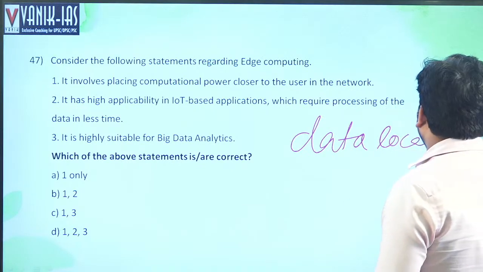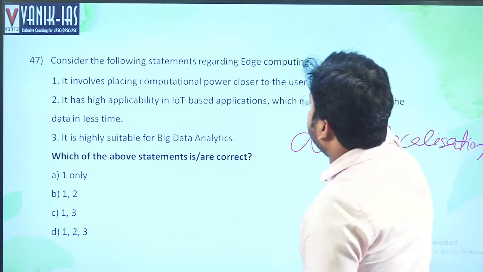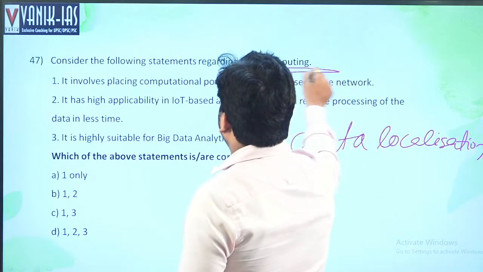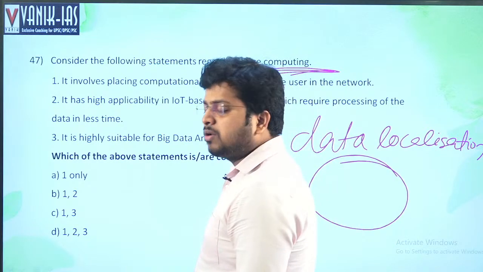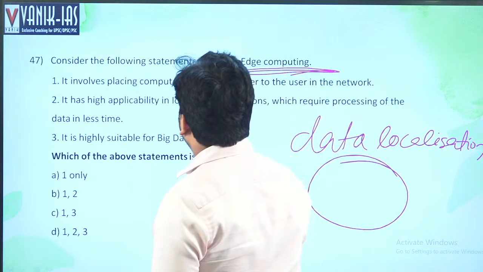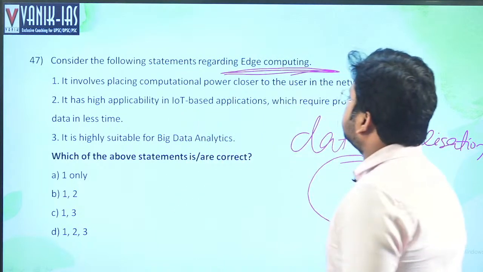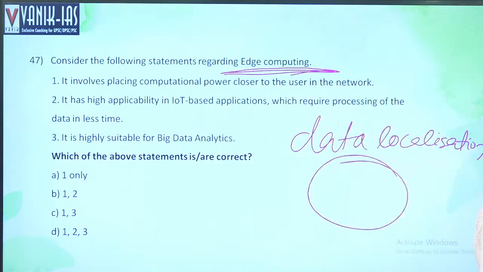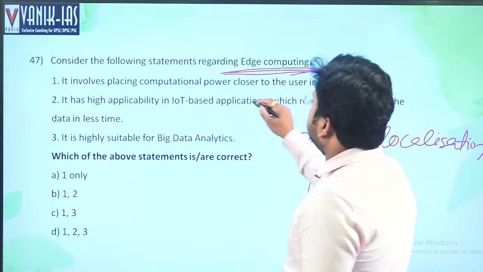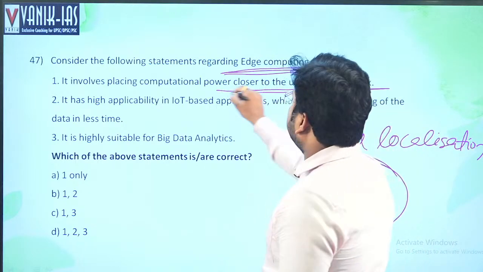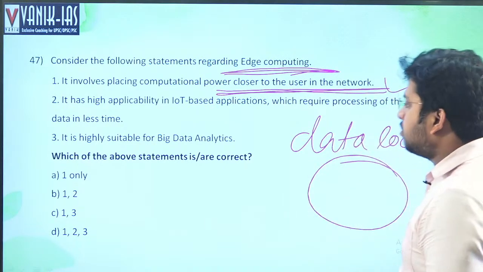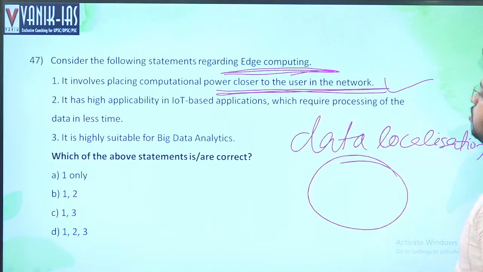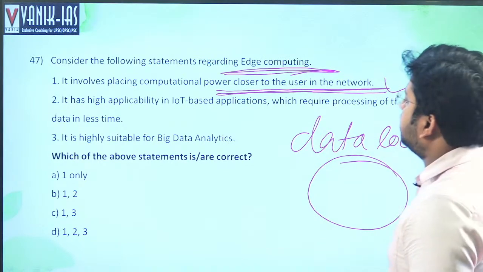So in case of edge computing, data is stored locally rather than in a centralized data system. Rather than a centralized data system, there will be a decentralized data system. It involves placing computational power closer to the user in the network. So the data and computational power will be nearer to the person who is using the computing. It has high applicability in Internet of Things based applications.